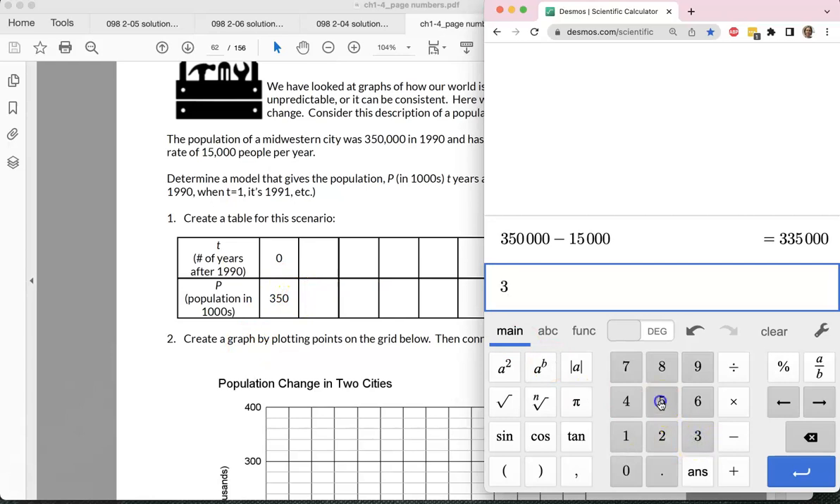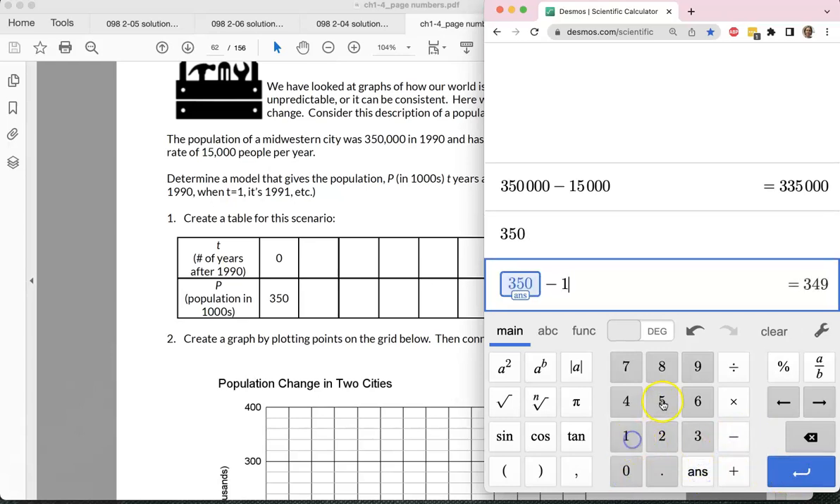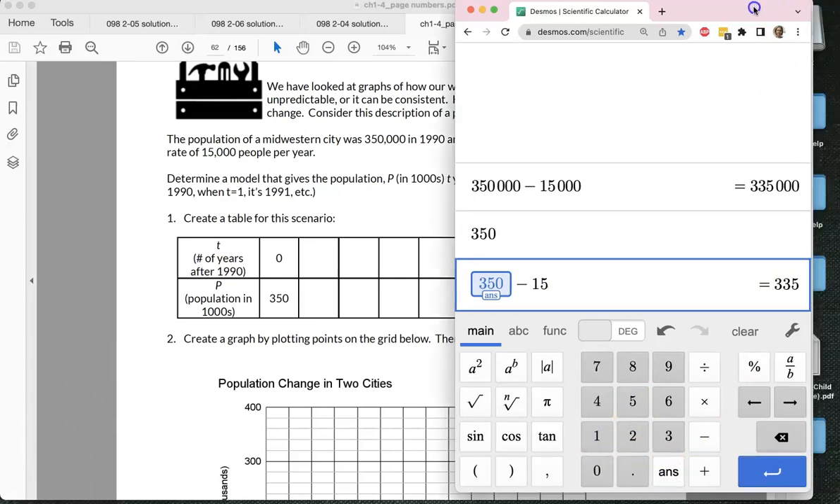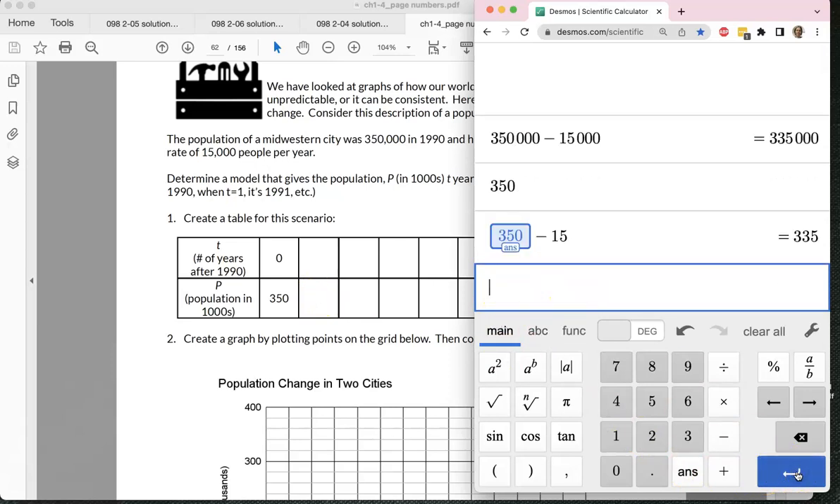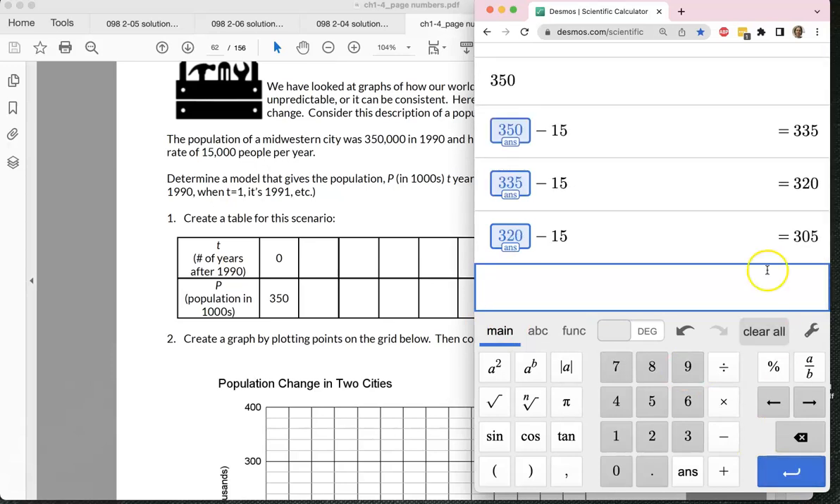And as a shortcut, I'm going to show you this. If you just do 350, and then you say answer minus 15, we don't have to write the extra zeros, so we'll just write 335 for year 1. And then the cool thing about saying answer minus 15 is that we can then hit enter, enter, enter, and it will keep repeating and taking the previous answer minus 15, previous answer minus 15. So our answers are 335, 320, 305, and you can just keep going.